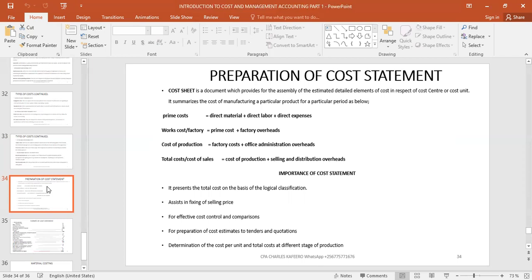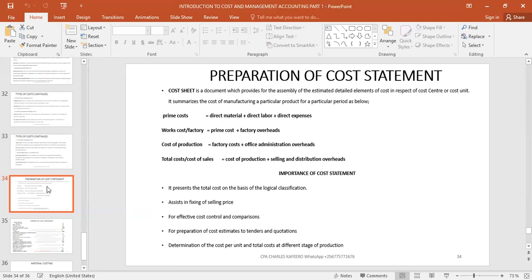This is a document that provides how costs are assembled or classified or grouped depending on the items of those costs that are connected to the output we have produced. All these are the components which were added up to produce the output we are seeing.